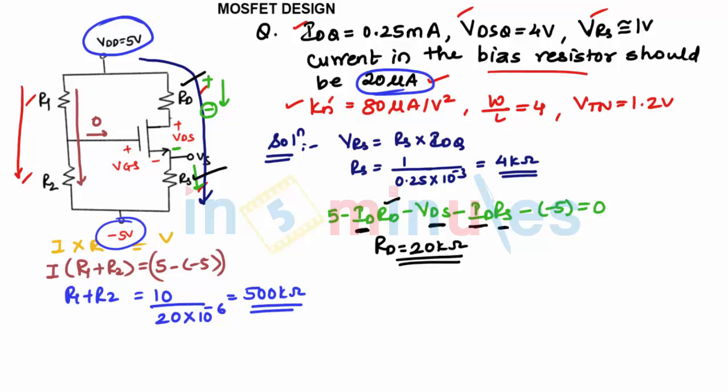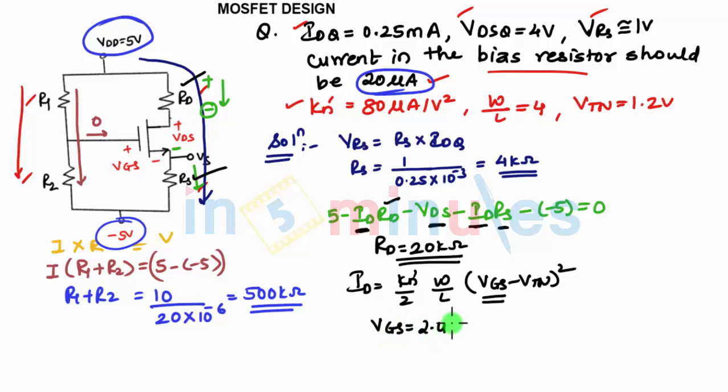Now assuming the transistor to be biased in the saturation region, we know the equation ID is Kn dash by 2 W by L into VGS minus VTN the whole square. Everything is given in the equation, what is not given is VGS. So substituting the values, you can find VGS as 2.45 volts. Why we need to do this is VGS is Vg minus Vs. You can find Vs from this, applying KVL over here.